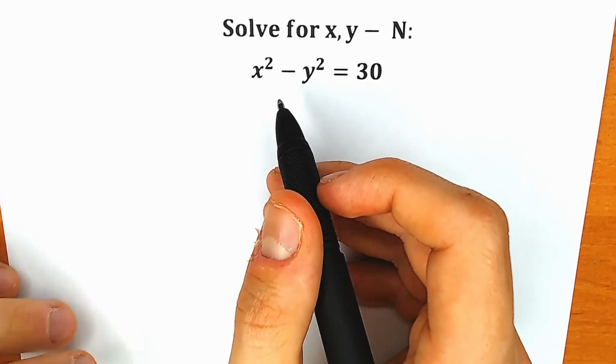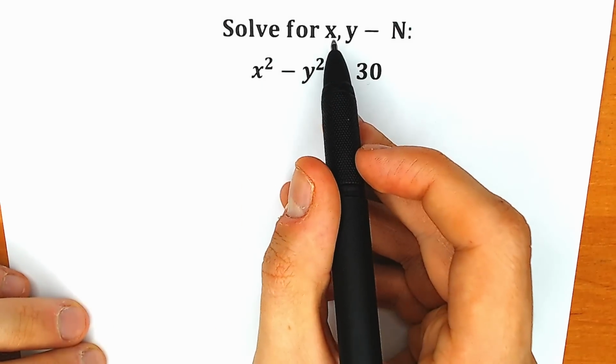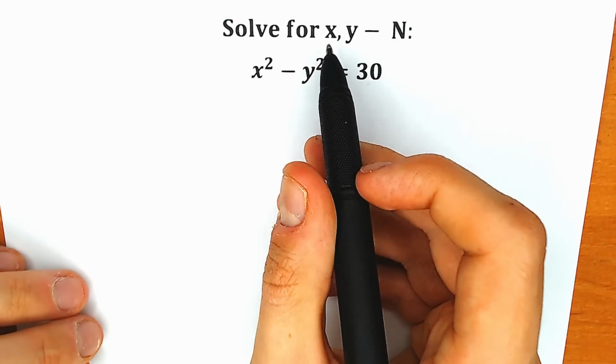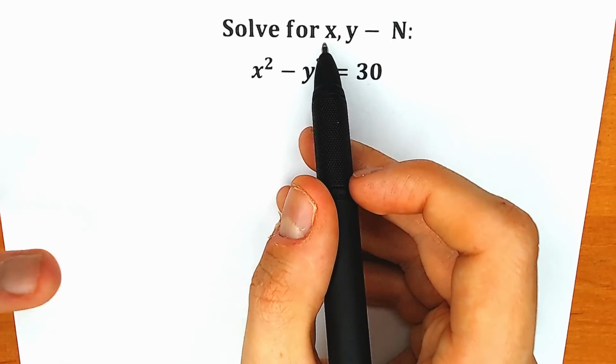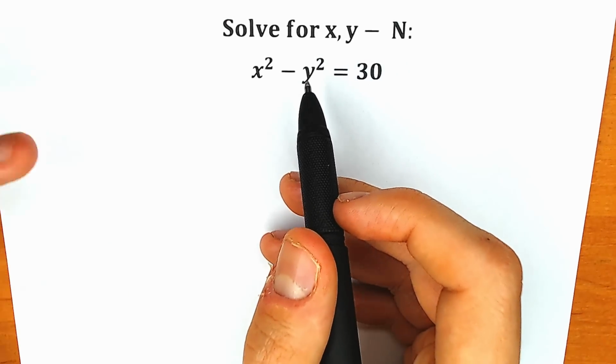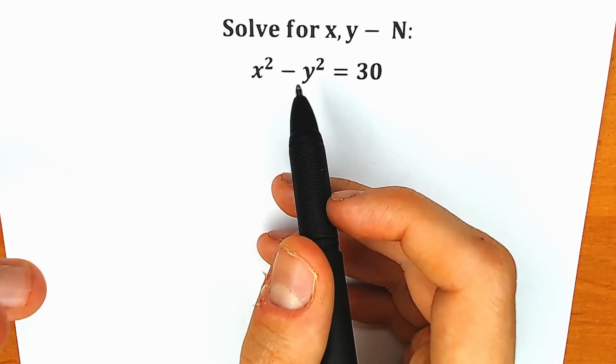Today we have a very interesting math Olympiad question. We need to find x and y. We know that x squared minus y squared equals 30, and we need to find x and y. If you have your solution, you can also write it down in the comment section and we will check your answer. So it will be really interesting.